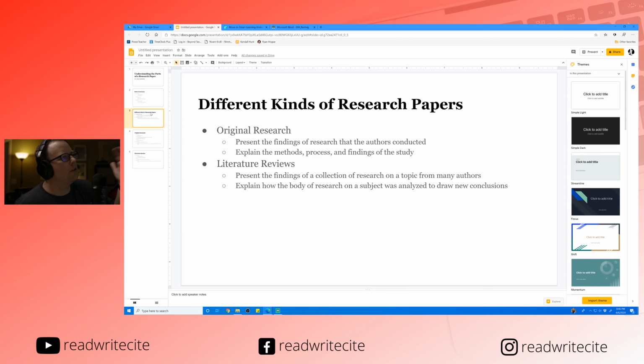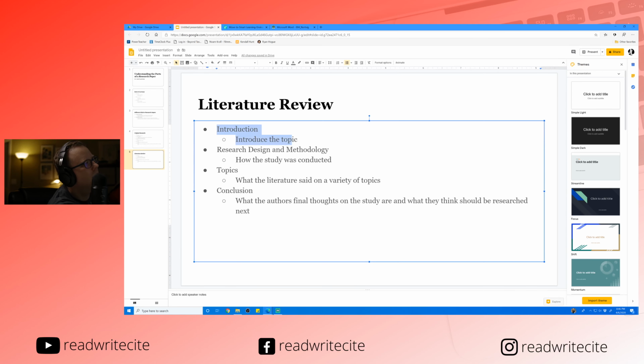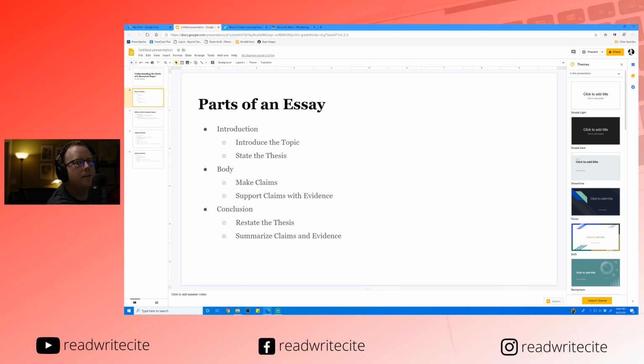Okay, so your teachers may or may not expect you to use section titles like this: Introduction, Research Design and Methodology. They may just skip that, and they just want you to have a beginning, which is your introduction, some sort of middle, where you explain all the topics and you present what it says on it, and then you have some sort of conclusion. So it's going to be confusing, because that's going to look like an essay.